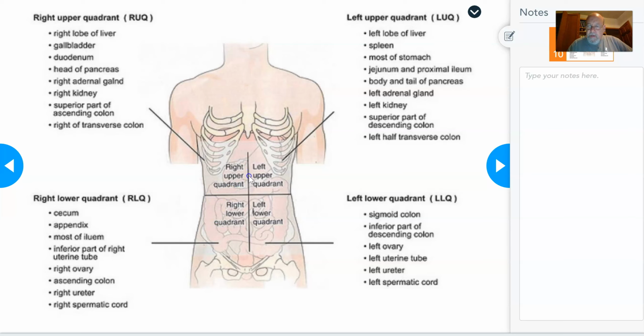I've got part of the stomach in the left upper quadrant, or most of the stomach. I've got the right kidney in the right lower quadrant and the left kidney in the left lower quadrant. I'm sorry, right upper and right lower quadrants, or right upper and left upper quadrants, and so forth. So you don't need to know these, you just need to know the idea of quadrants and the idea that different signs and symptoms that you might read on an autopsy report or something like that would be more common in certain quadrants of the abdomen. Okay.